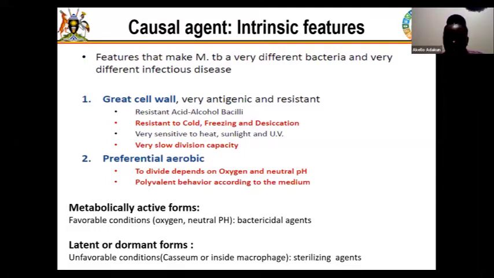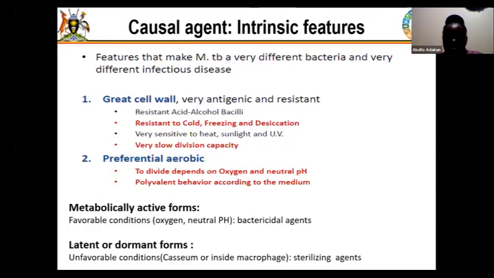Some of these drugs will act when it's multiplying; they're called bactericidal agents. And some of the drugs will act on the bacteria when it is dormant. These are called sterilizing agents. And we treat for a long time because it can hide in areas like cavities which have poor oxygen and acidic pH, but they are not dead. So the longer we treat with TB drugs, the more likely that the blood will keep supplying these drugs until they reach the actual bugs wherever they are.